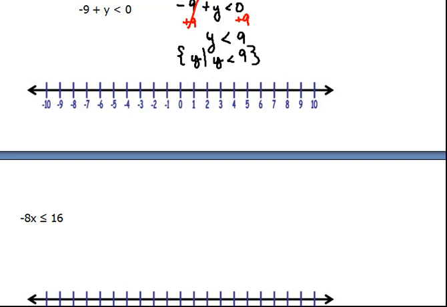And then to graph, we have to start at 9 with an open circle because it's not included, and everything that is smaller than 9 would be to the left.